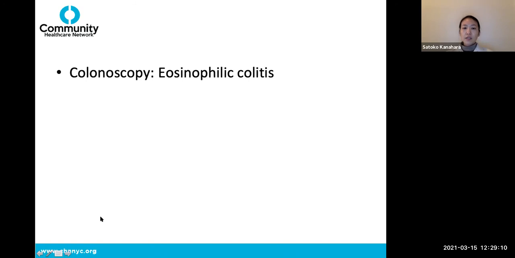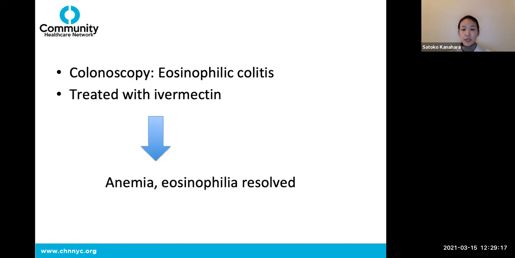So she did a colonoscopy, and they found an eosinophilic colitis, and she was treated with ivermectin for strongyloides. The anemia and eosinophilia resolved, and the repeat colonoscopy showed resolution of the eosinophilic colitis.